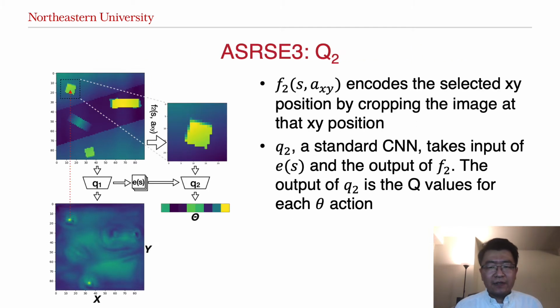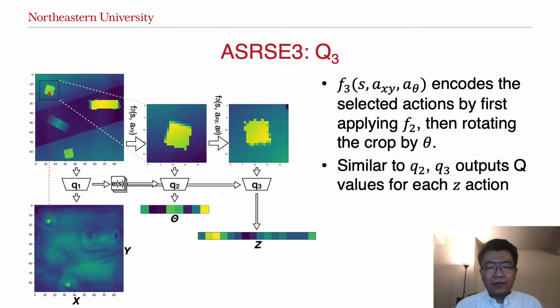We define an encoding function f2 that encodes the selected xy position into an image by cropping the workspace image centered at that position. Q2 is encoded by a standard CNN that takes input of the state encoding and the image crop generated by f2. The output of Q2 is the values for each theta action at given xy. The encoding function f3 encodes the selected xy theta by first applying f2, then rotating the crop by the amount of theta. Q3 outputs values for each z action at given xy theta.